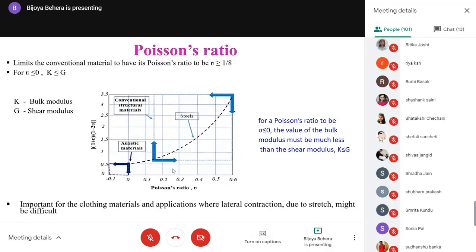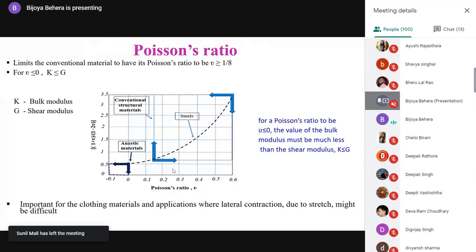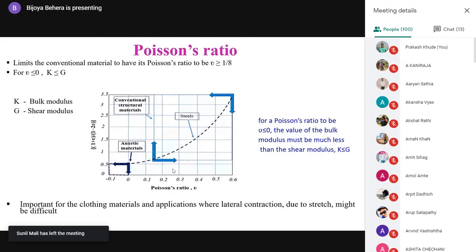This is the definition of Poisson's ratio in a more detailed mathematical interpretation. You can see here the relationship between bulk modulus and shear modulus. When Poisson's ratio is negative, that means less than 0, then you will find bulk modulus is always less than or equal to shear modulus. The value of bulk modulus, you can see in this scale also, must be much less than the shear modulus. So this is important for clothing material and applications where lateral contraction due to stretch might be difficult. This is the case where we need to use this material.